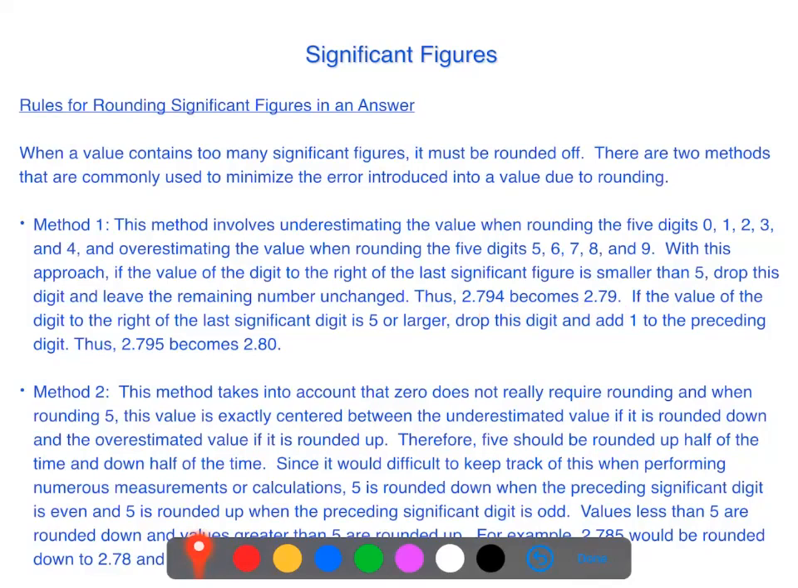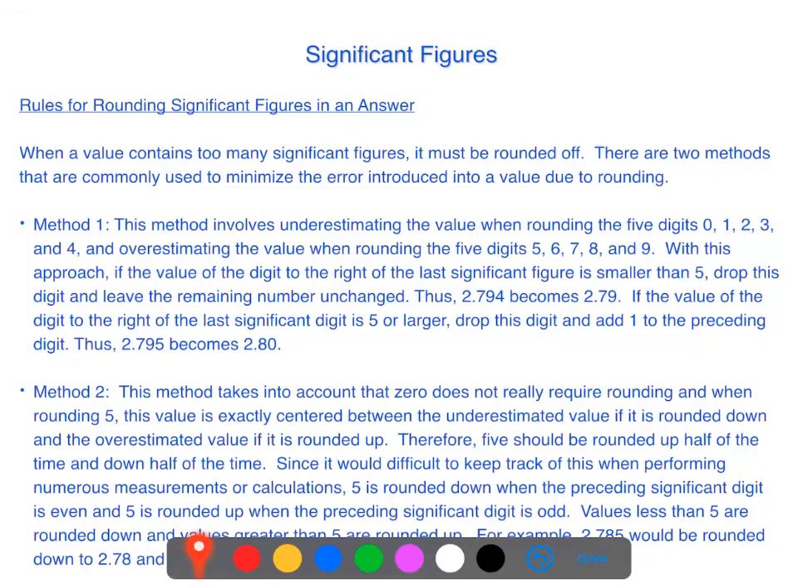If the digit to the right of the last significant digit is 5 or larger, we drop this digit and we add 1 to the preceding digit. Thus, 2.795 becomes 2.80. And this is the most common method used in rounding, but there is a better way to round your final result, and that's by following method 2.